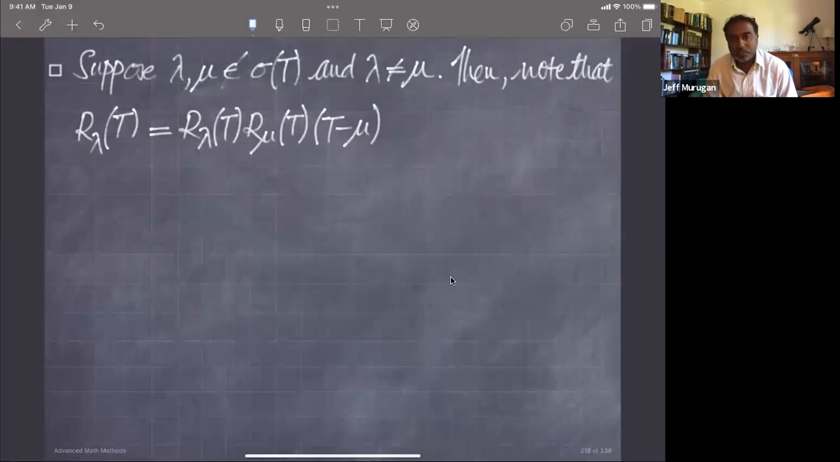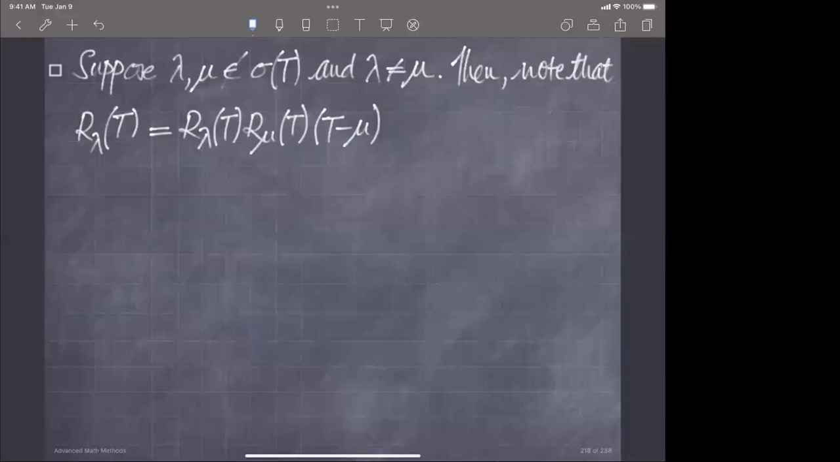R mu of T times T minus mu is just the identity. Are we good? Would anybody like me to explain this? It should be fairly obvious.